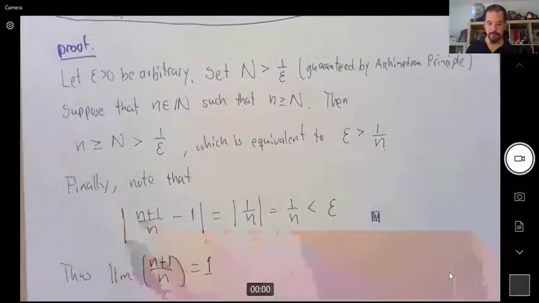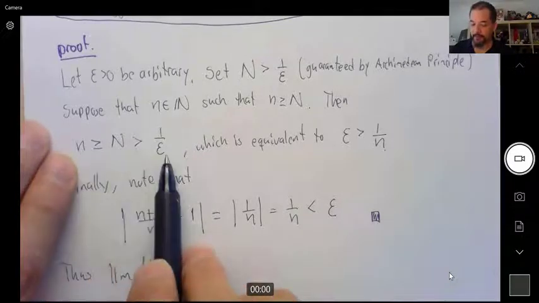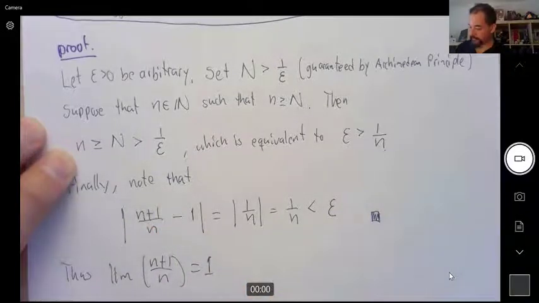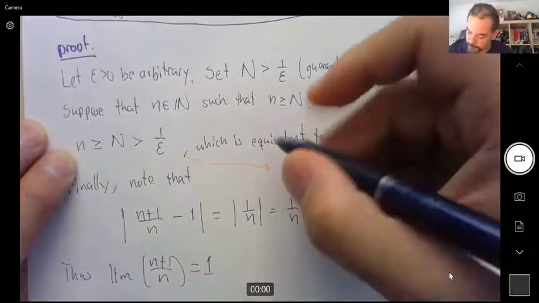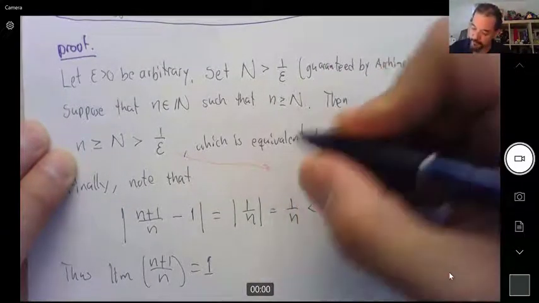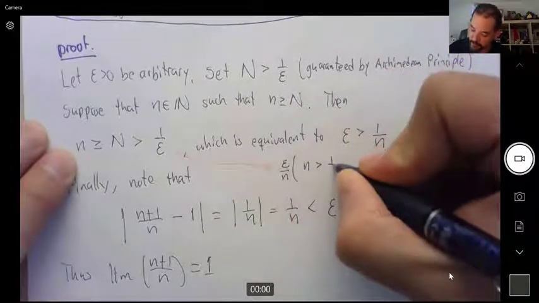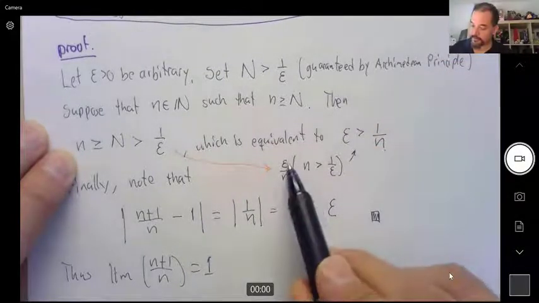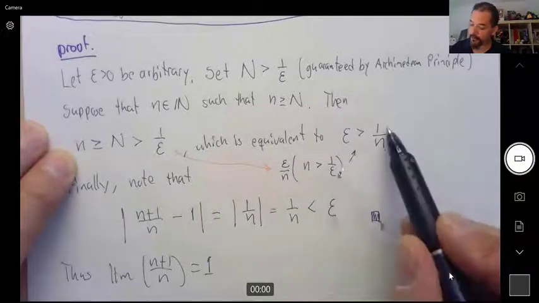Professor, how'd you get epsilon greater than 1 over n again? From here. So this n is bigger than 1 over epsilon, right? Mm-hmm. So let me do the side work here. So here's what you're doing. You multiply both sides by epsilon over n. Epsilon over n times n greater than 1 over epsilon. And when you do that, what do you get? You get this one, right? This over that, the n's go away, you get epsilon. And this times that, the epsilons go away, you get 1 over n.